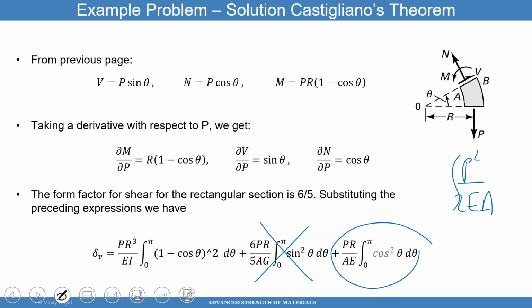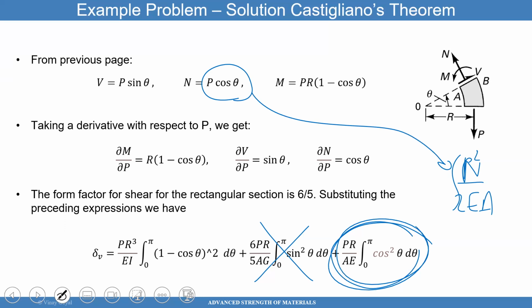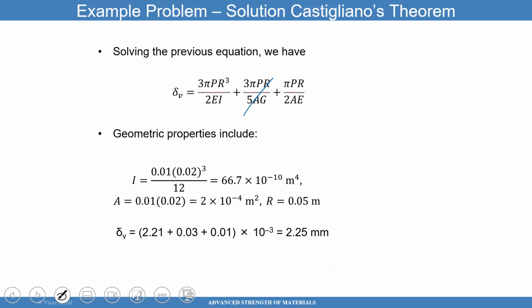But what is P here? It's actually not P, it's N. I should use N instead. So N is P cosine theta, no? Yes? So if I plug that in here, don't I get this equation here? Try it out at home and you will see. And then the moment, you're going to get this when you do it. So when you integrate all this, neglect the shear term, and you will get that this is the deflection of this beam when you apply a load P at that very end.